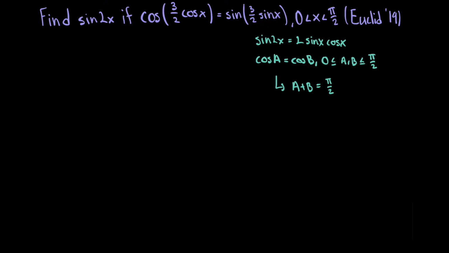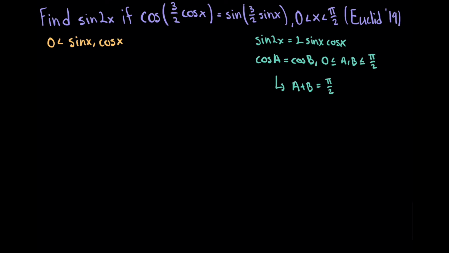However, we need to first prove that angles A and B are in between 0 and pi over 2 to make sure that we could invoke this formula that A plus B is equal to pi over 2. Well, we have cosine and sine, and we know that 0 is strictly less than x, which is less than pi over 2. So we know the angle x lies in the first quadrant. And in the first quadrant, cosine and sine are both positive. So we could say that 0 is strictly less than sine x and cosine x.